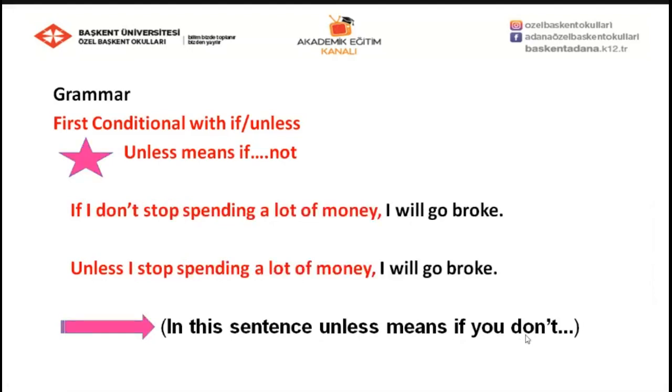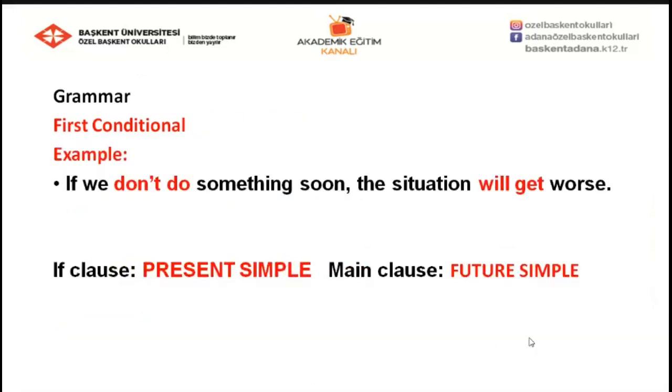If I don't stop spending a lot of money, I will go broke. Unless I stop spending a lot of money, I will go broke. In this sentence, unless means if you don't. If you don't do something soon, the situation will get worse. If clause indicates present simple, main clause indicates future simple.